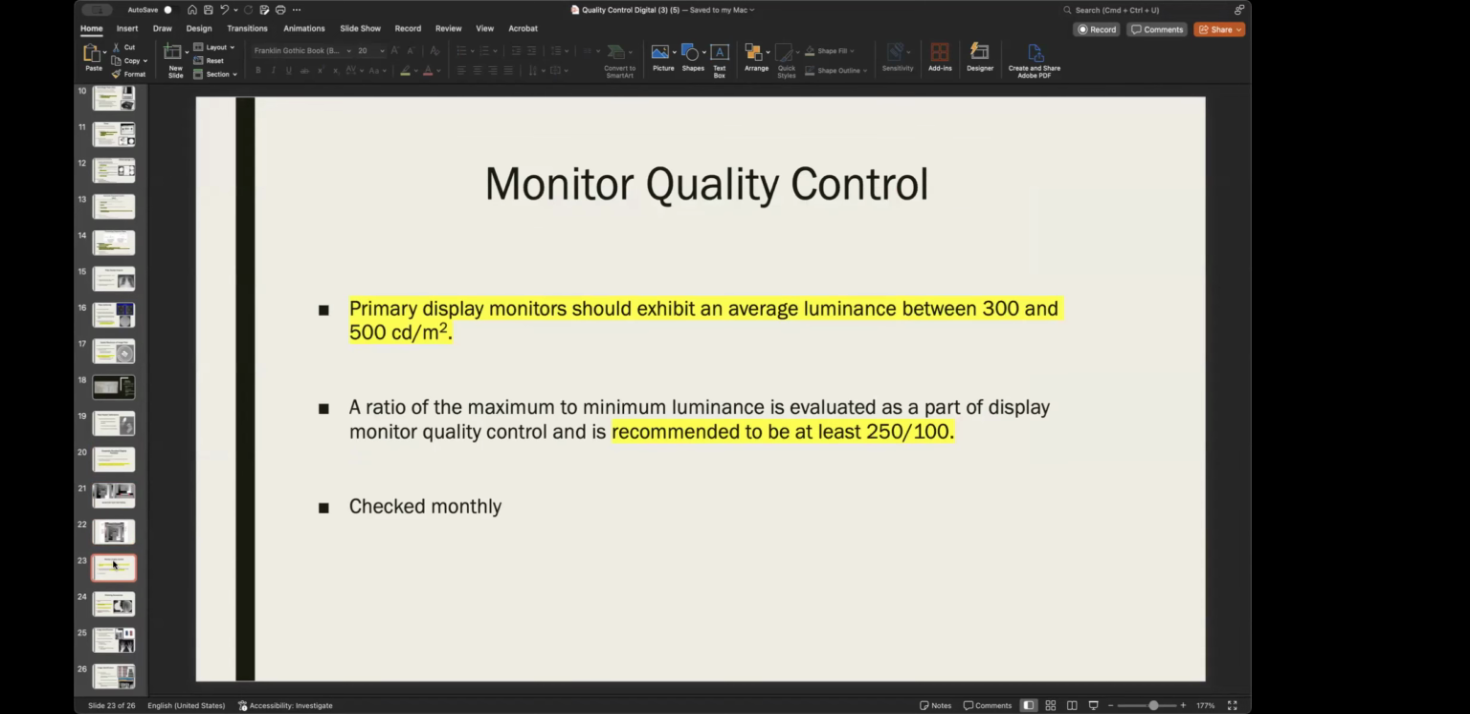So primary monitors have average luminescence between 300 to 500 candela per meter squared. When we measure the maximum to minimum luminescence, or the output of light, it's recommended to be at least 250 at the maximum, 100 at the minimum.